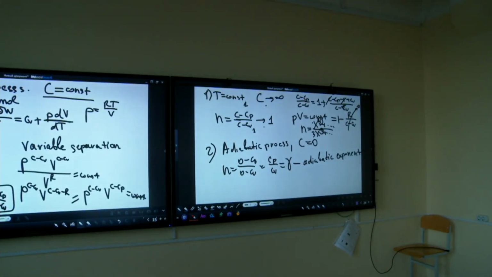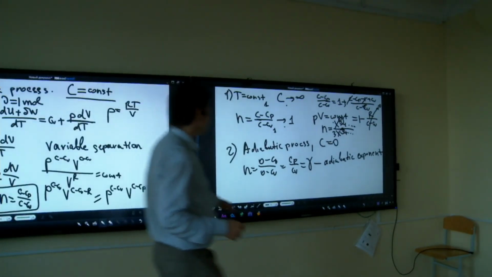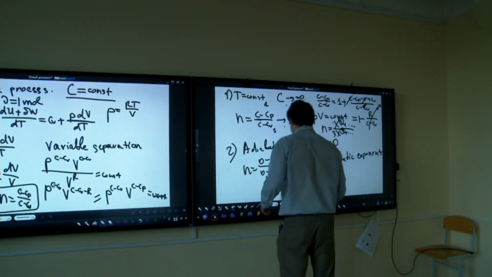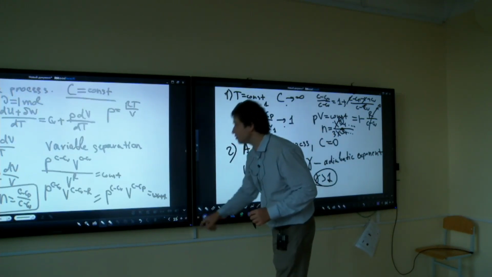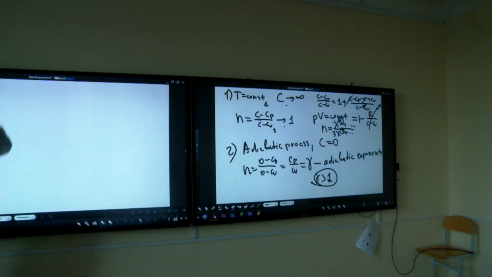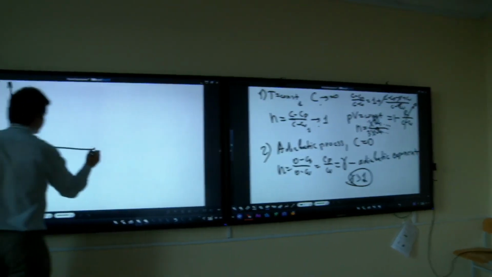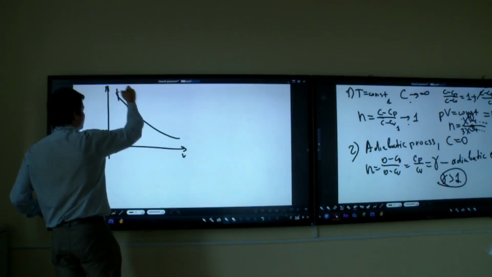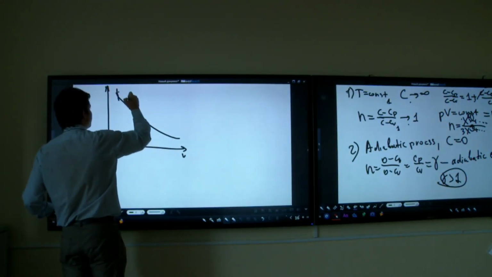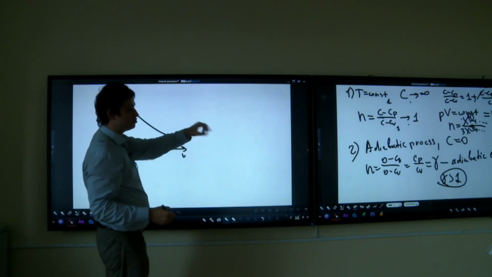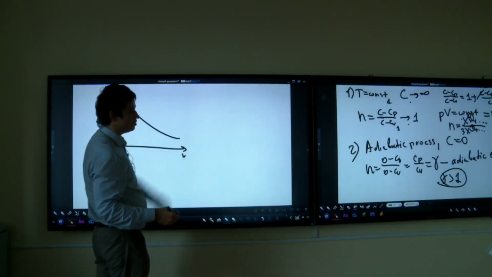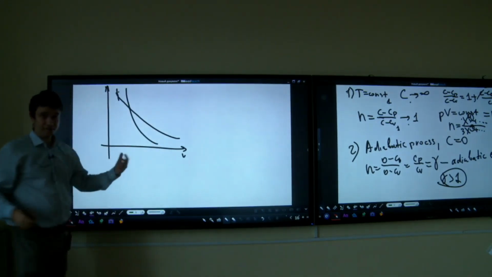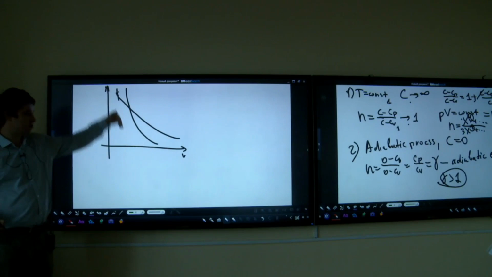Okay, and the adiabatic exponent is a very important quantity. It's always larger than 1. And so next I would like to draw the process. When I have an isothermic process, I have this hyperbola. But when I have an adiabatic process, since I have PV to the power of gamma, where gamma is greater than 1, then it goes like this. So the pressure in the adiabatic process decreases faster.